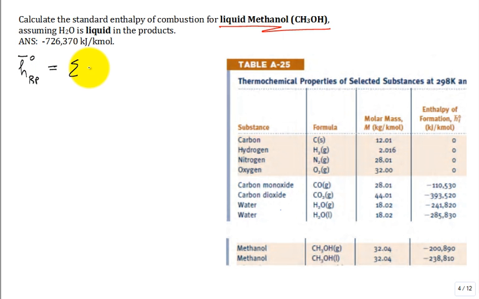The sum of the stoichiometric coefficients of the products times the enthalpy of formation over all the products, minus the sum of the stoichiometric coefficients times the standard enthalpy of formation over all the reactants. Did I do that correctly? So now I have to get those stoichiometric coefficients. Give me the balanced reaction equation for the combustion of liquid methanol.